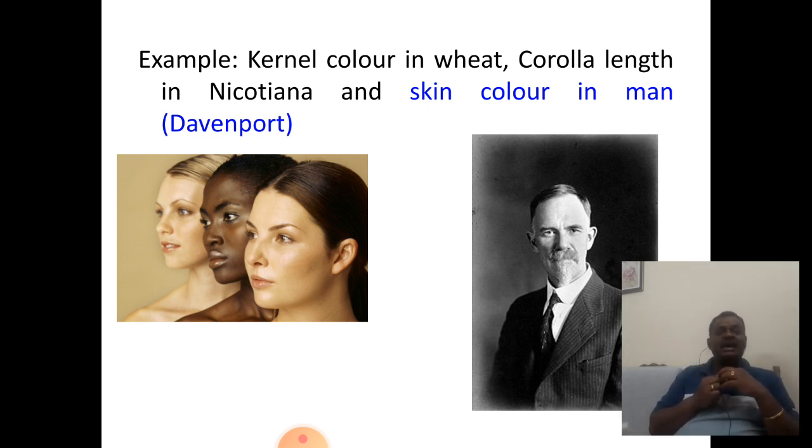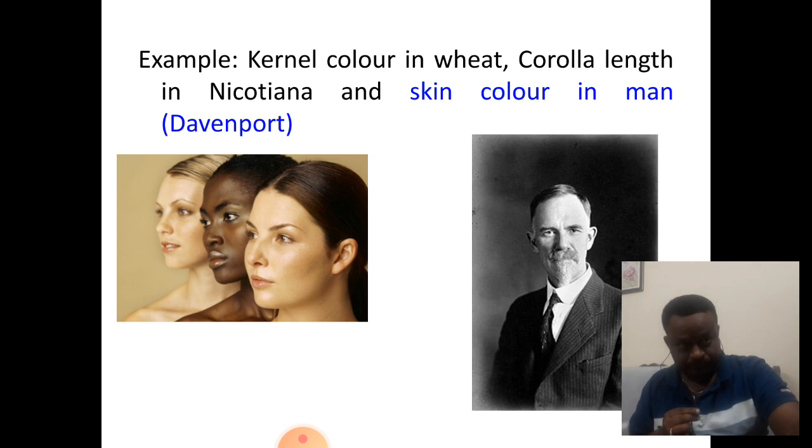To understand this polygenic inheritance, a very classical example that we know is skin color in man, which was given by scientist Davenport. So down in the picture, you find towards the left side the coloration of the skin color change, and towards the right side is the photo of Davenport, who gave the concept of skin color in man.